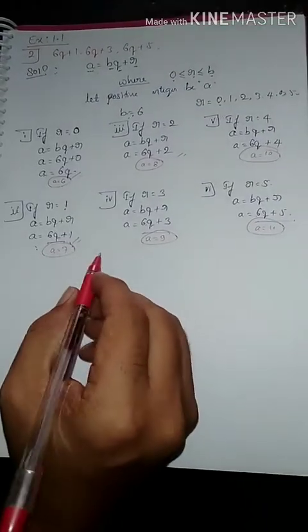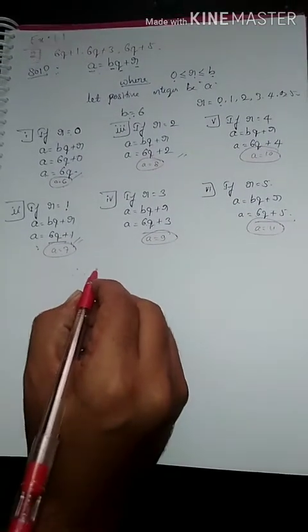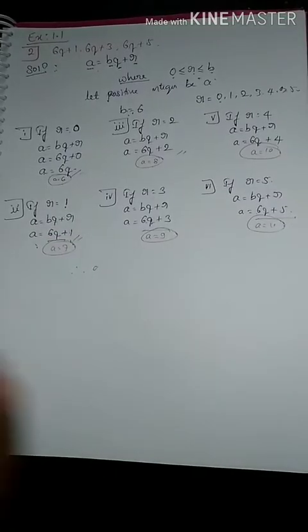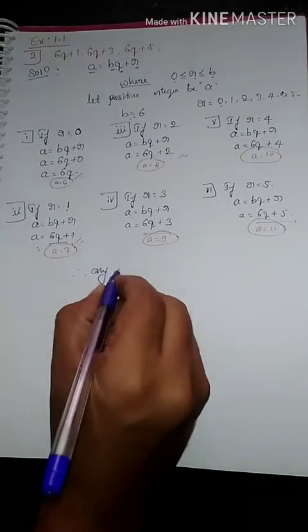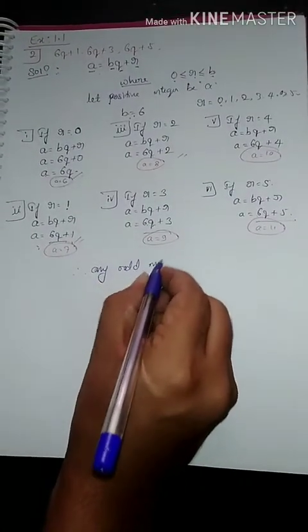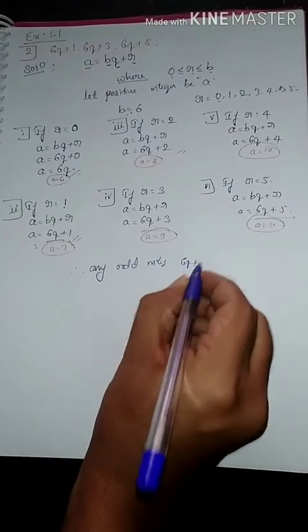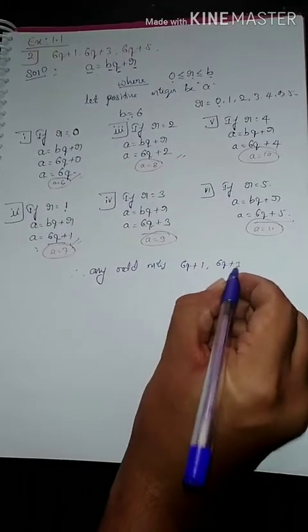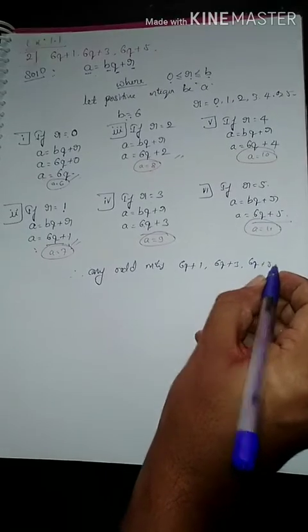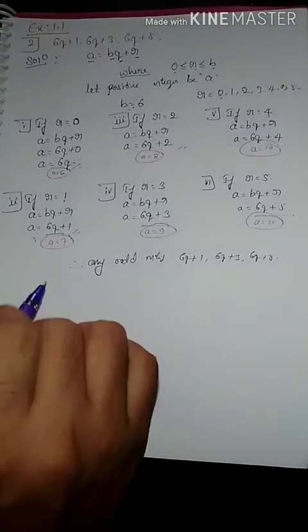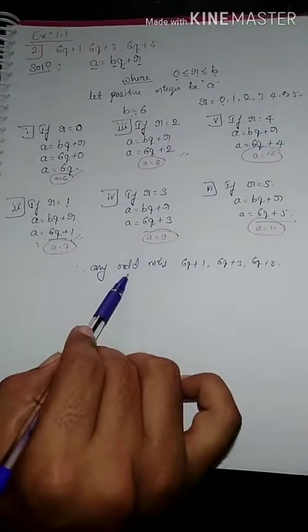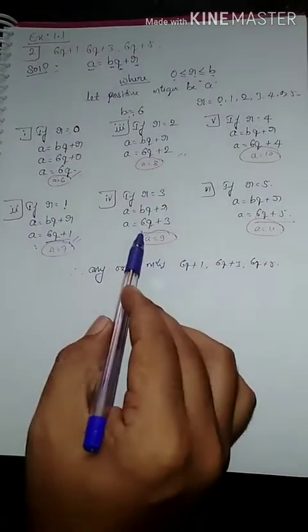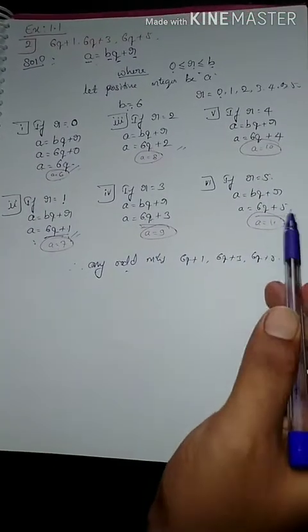So this shows that any odd integer is of the form 6q plus 1, 6q plus 3 or 6q plus 5. So students, this shows that any odd integer is of the form 6q plus 1, 6q plus 3 or 6q plus 5. Hence proved.